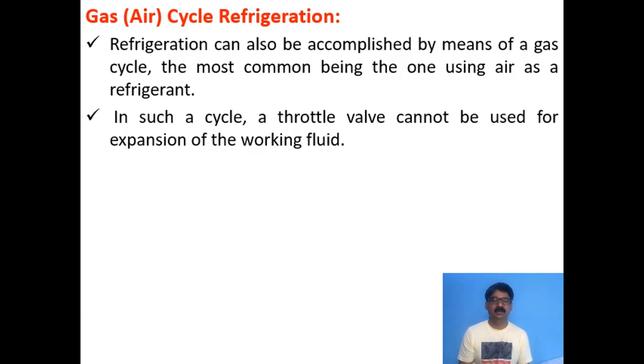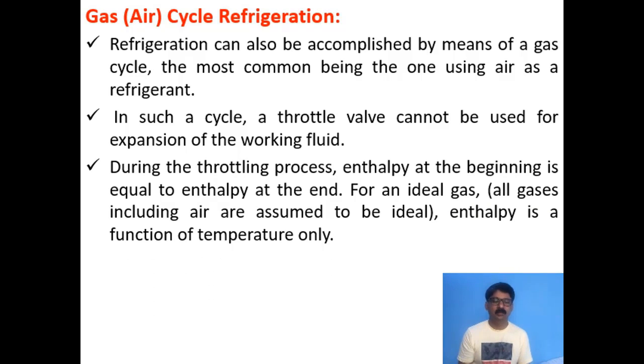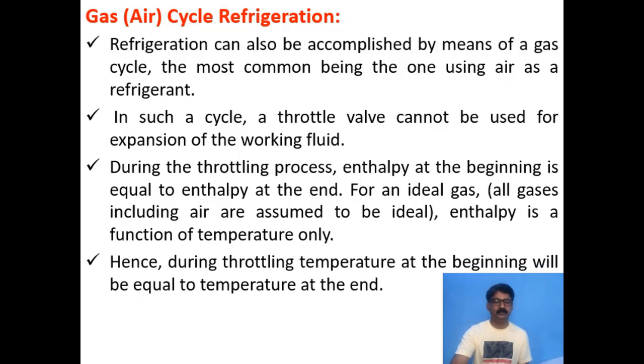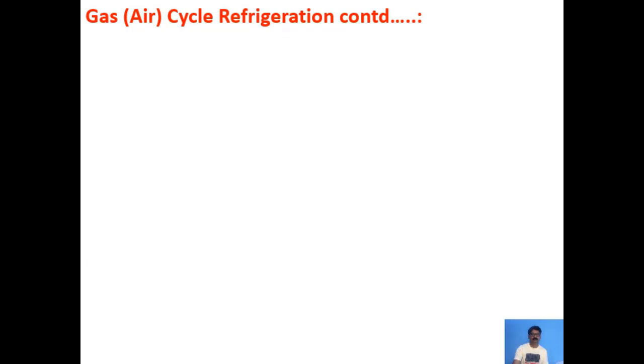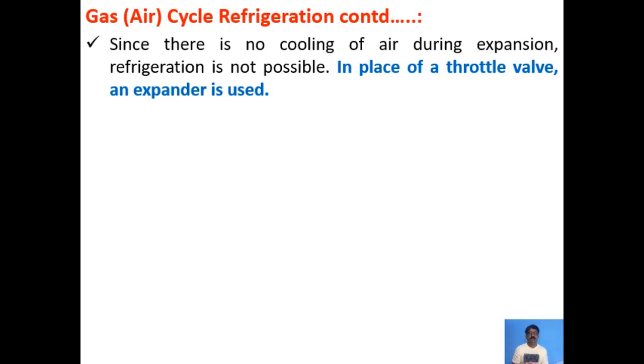In such a cycle, the throttle valve cannot be used for expansion of the working fluid. So we cannot use the throttle valve. During the throttling process, enthalpy at the beginning is equal to the enthalpy at the end. But for an ideal gas, and all gases including air, as you know, are assumed to be ideal, enthalpy is a function of temperature only. Hence, during throttling, temperature at the beginning will be equal to the temperature at the end. Since there is no cooling of air during expansion, refrigeration is not possible.